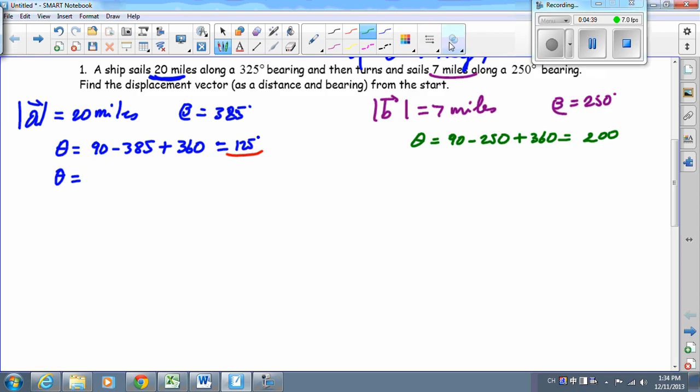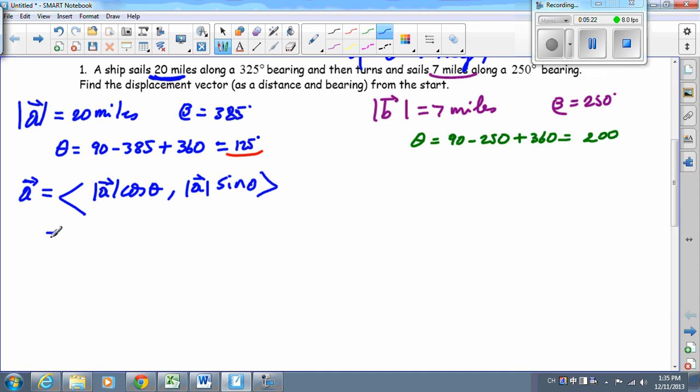At this point, I will go ahead and use these two values to find the component of vector A and the component of vector B. Starting with A, to find the component, I will write the letters here. For A, it is the magnitude of A times the cosine of angle theta, and the magnitude of A times the sine of theta.